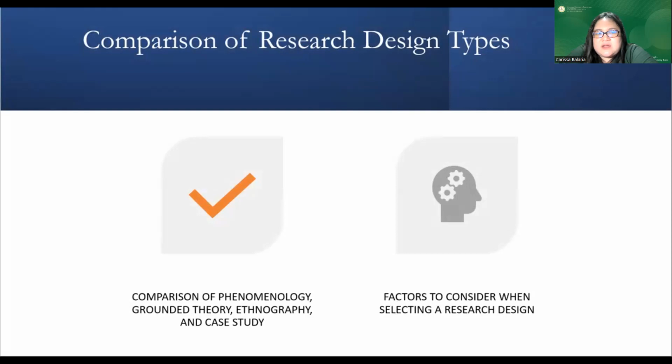So I think already so pag pheno, it's lived experiences, GT 4 times, 4 layers, okay? Ethno, culture, case study, okay, you present a report. Okay. So I think I already explained this to you.